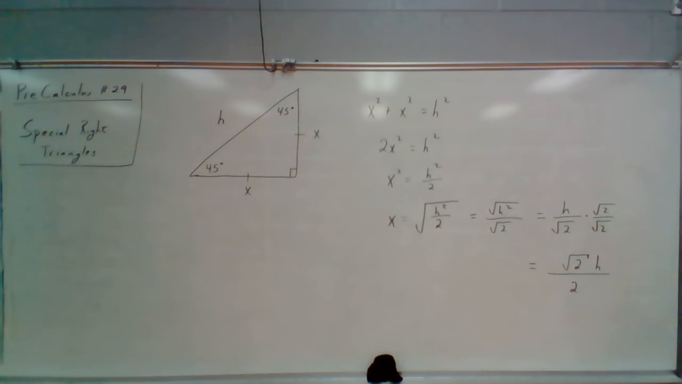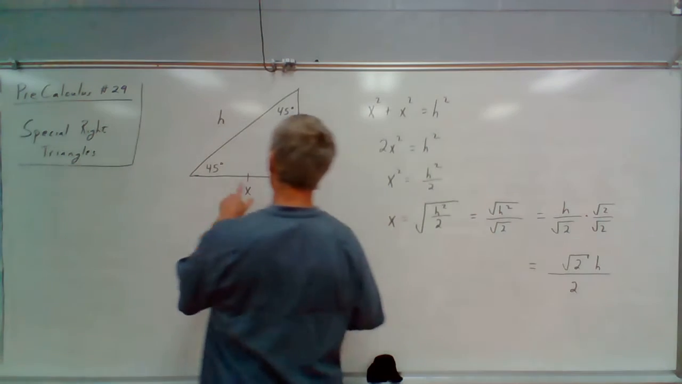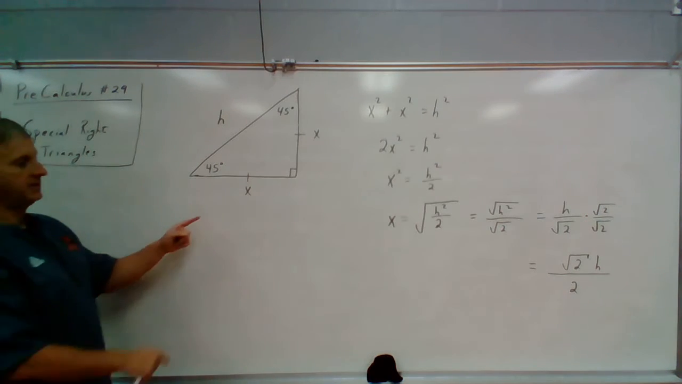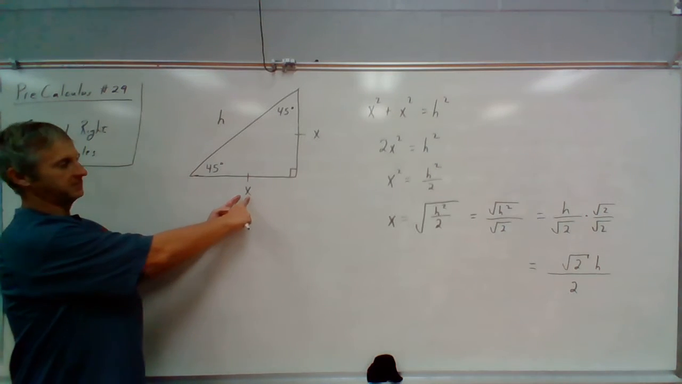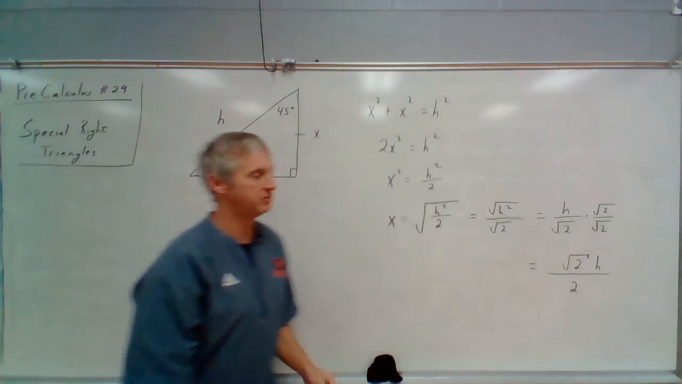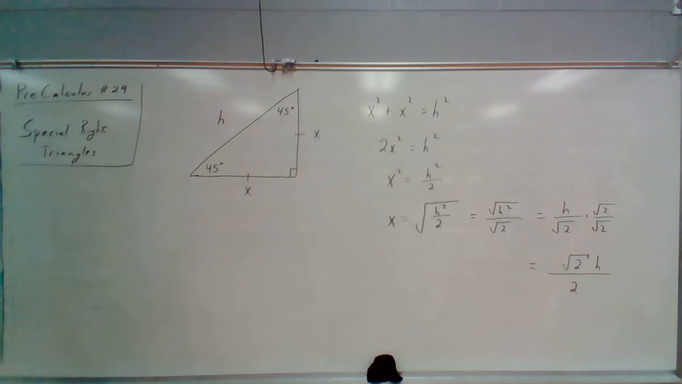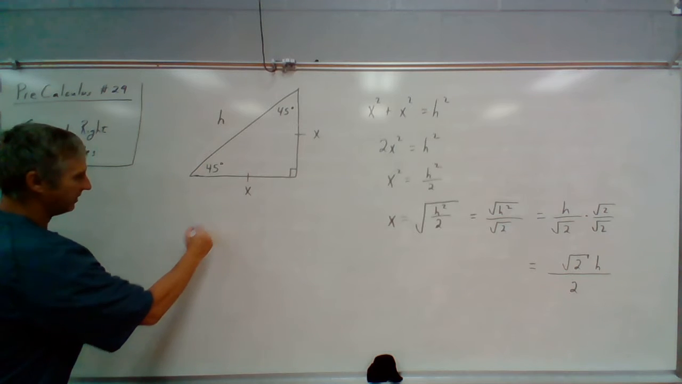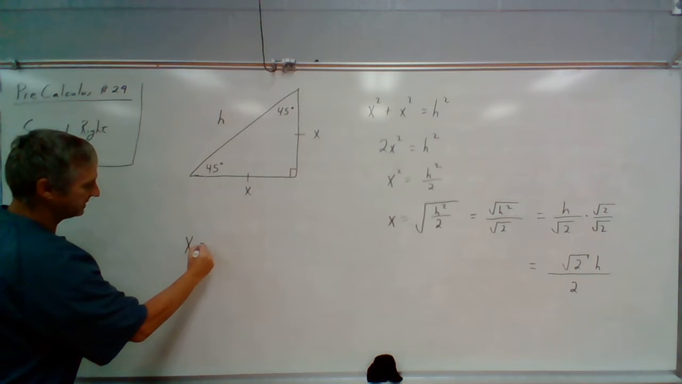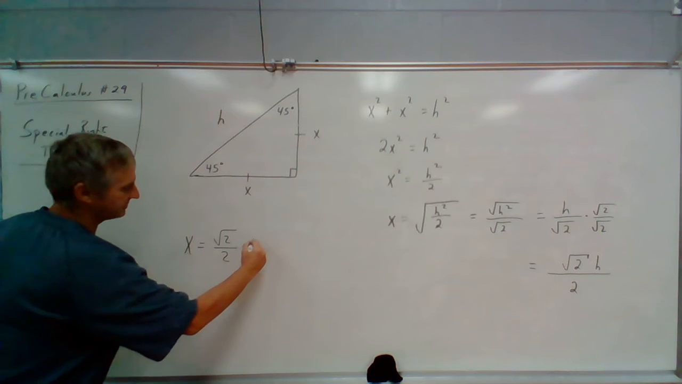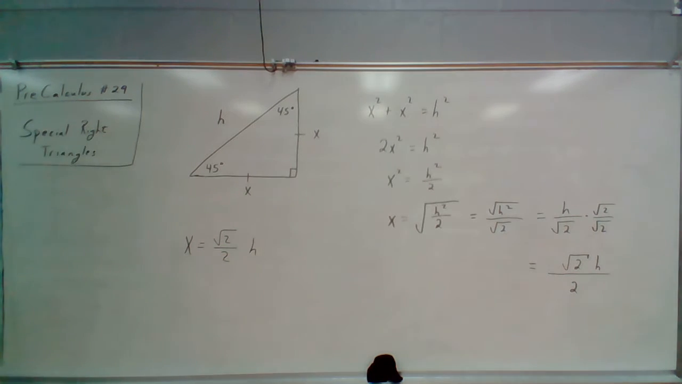All right, so what this says is that if I have a 45, 45, 90 triangle, then this length, the length of the leg, is equal to the square root of 2 over 2 times the hypotenuse. Okay, so that's a very important fact. If you have a 45, 45, 90 triangle, the leg is equal to the square root of 2 over 2 times the hypotenuse.